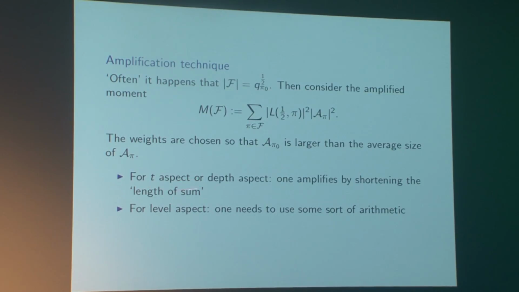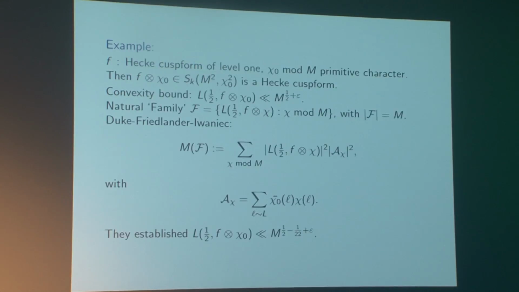Okay, in the t-aspect or in the depth aspect, this is quite easy because you can just shorten the integral or the sum over the spectrum. That is more or less like amplifying a particular point that you're looking at. But when you're looking at the level aspect, it's a little tricky and you need some sort of arithmetic to construct the amplifier. Okay, so that's the amplification technique of Friedlander-Iwaniec.